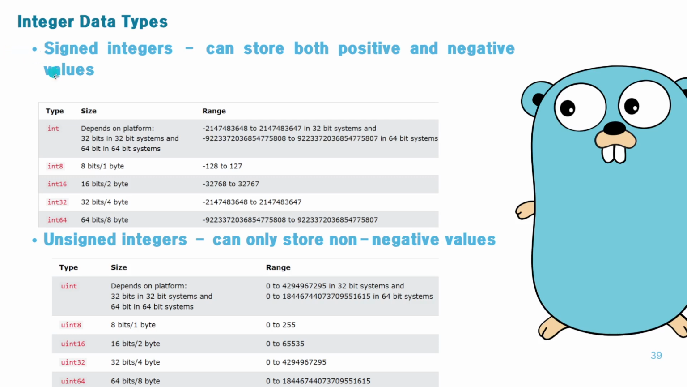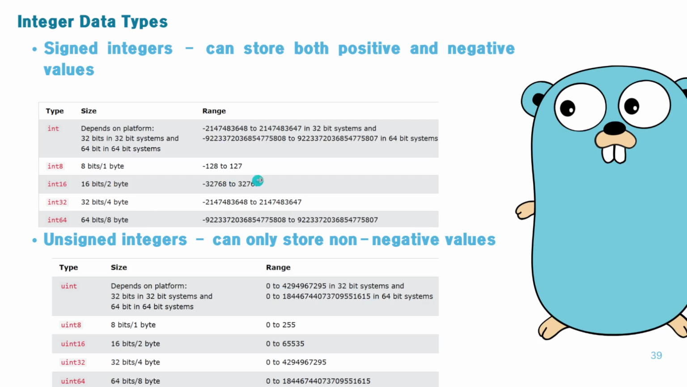Here are some of the types in the integer data type which are signed: int8, int16, int32, and int64. The difference between them is the range and the size of the variable that it creates. So int8 means 8 bits, int16 means 16 bits, and here is the range that these integer values can store.